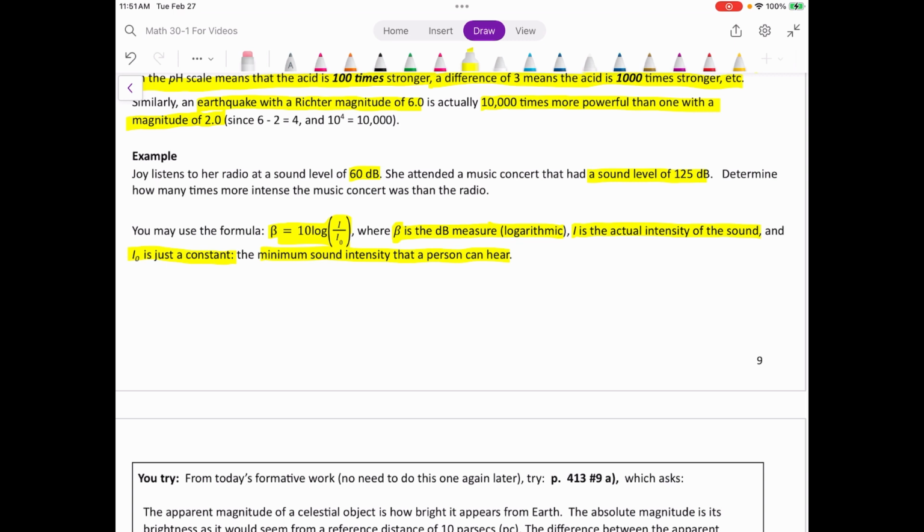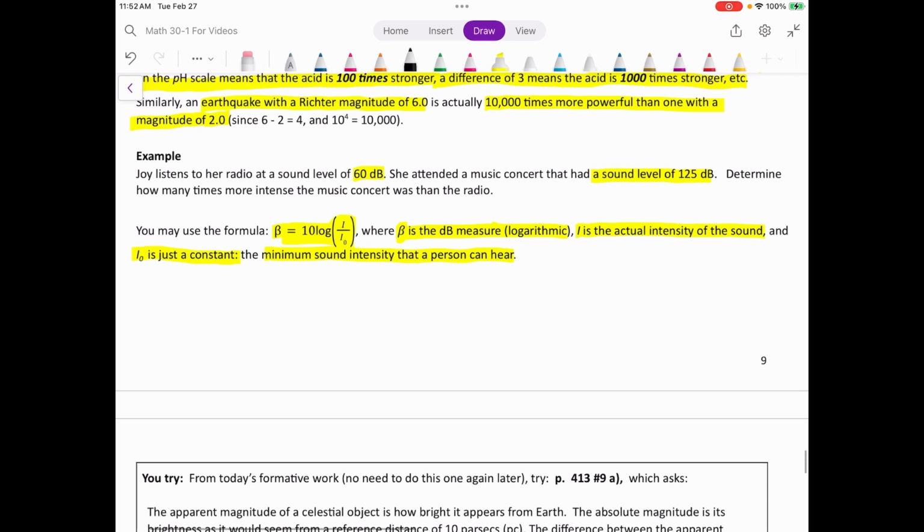Notice they didn't give it to us. So it is just some number, but they didn't tell us what it is. That kind of implies we don't need it. Okay, so let's just see how this goes without knowing that I naught. Now, it asked us how many times more intense is the music concert than the radio, right?